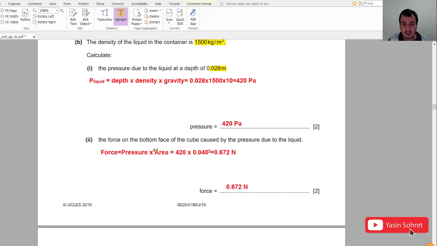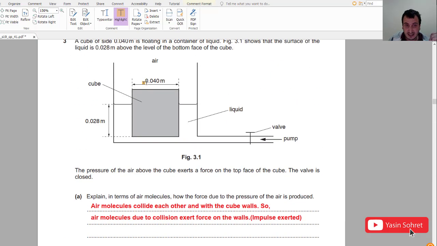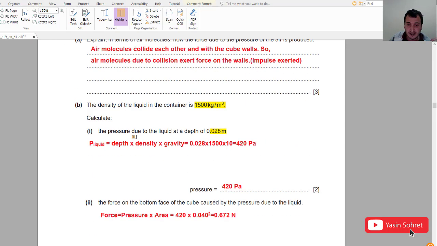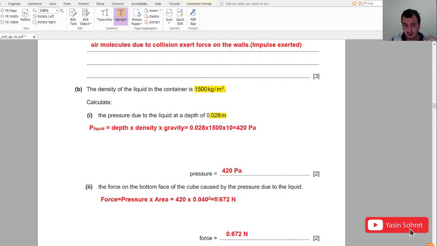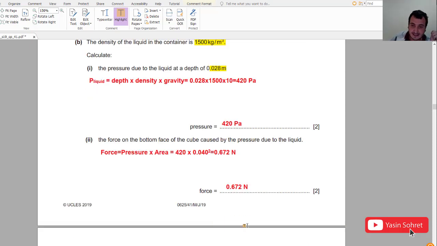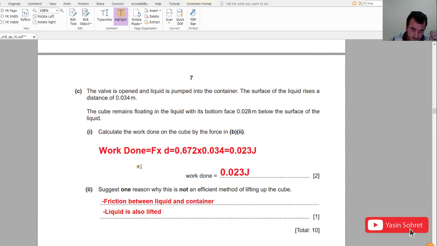So the force on the bottom face of the cube is caused by the pressure due to liquid. So force is equal to pressure times area. We know the pressure due to liquid at the depth is 420 Pascal. So it's going to be 420 times the area of the cube. One side is 0.040 meters. So the area of the cube is going to be a square, so it's going to be 0.040 squared. So the force is going to be 0.672 after the calculation.